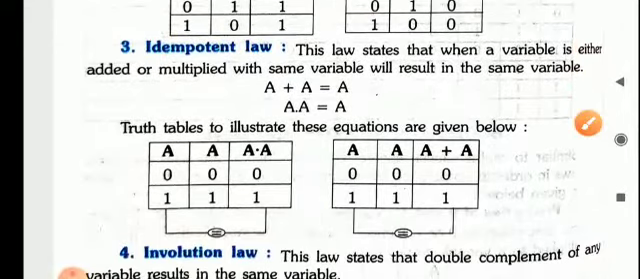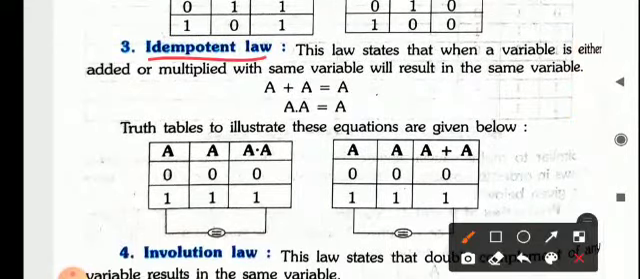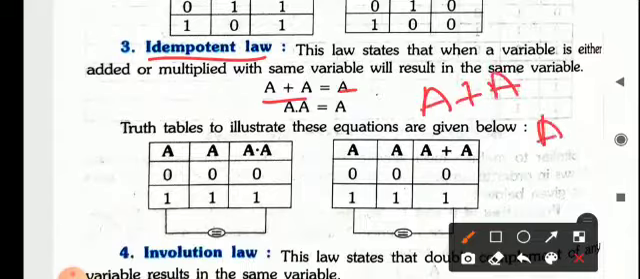Then we have the idempotent law. The idempotent law says that if a variable is added to itself, the output will be the same value, that is the same variable. So if A plus A is written, it can simply be written as A.